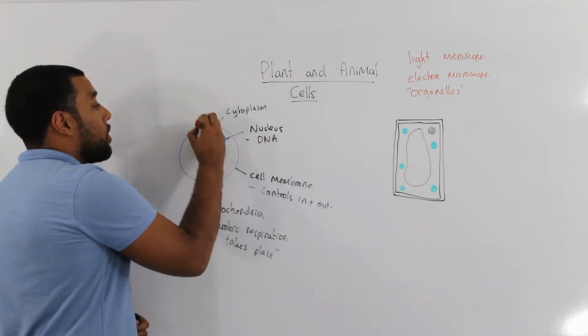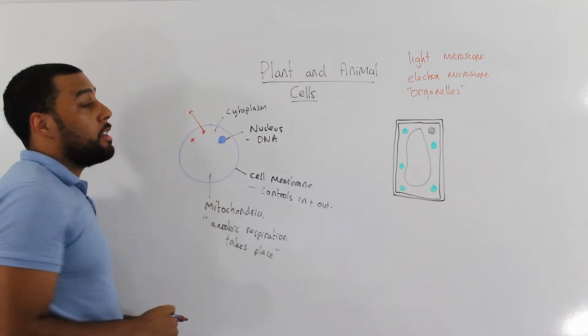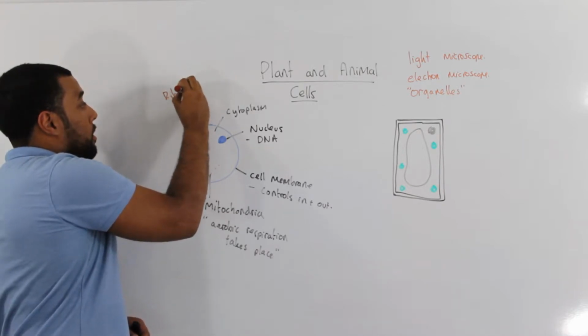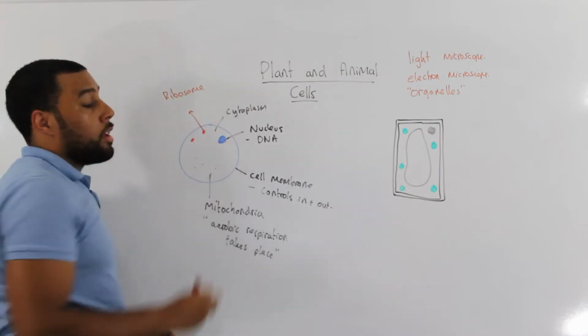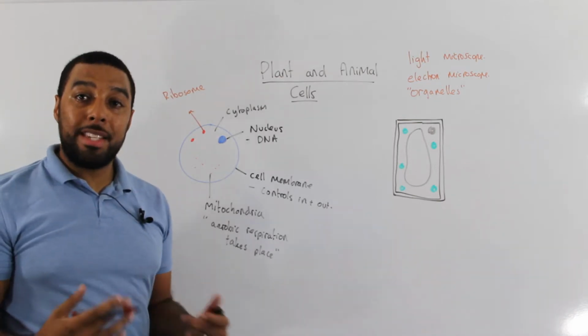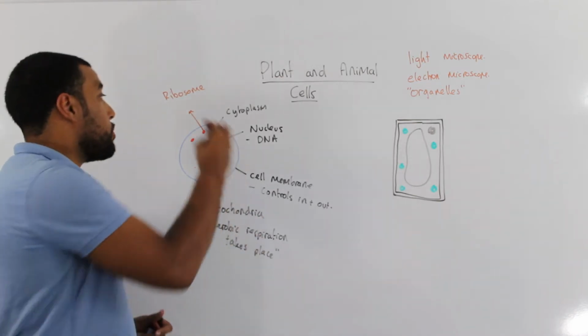And our last organelle that we're going to look at for animal cells is the ribosome. And the ribosome is responsible for protein synthesis, or making proteins.